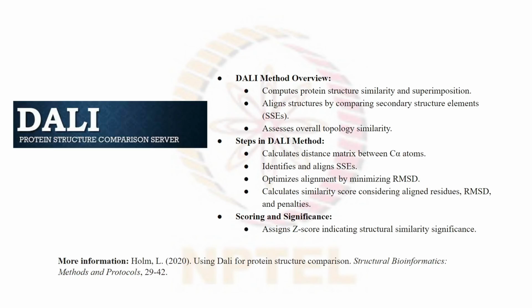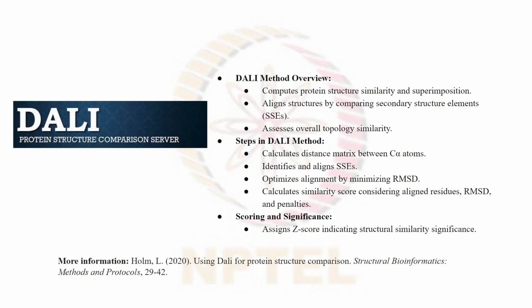Then this method calculates a similarity score by considering the number of aligned residues, RMSD, and penalties for gaps and insertions. And finally, it also reports a Z-score for each pairwise comparison, indicating the structural similarity significance based on the similarity score that we have calculated in the previous step.